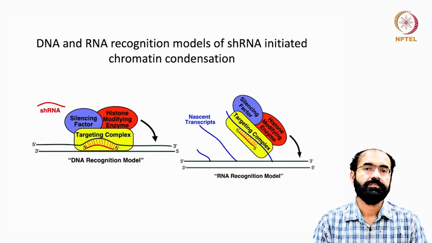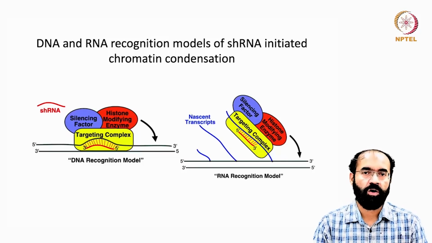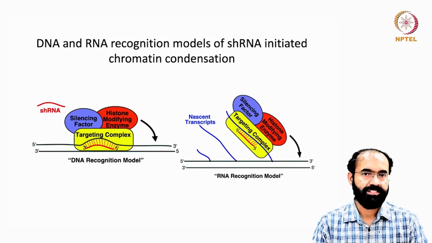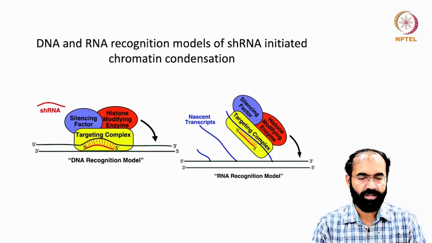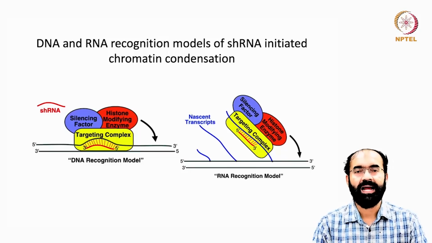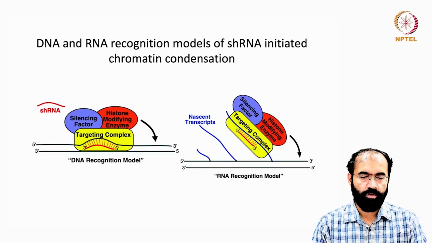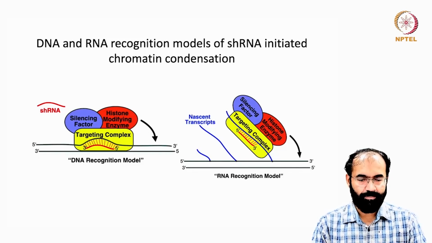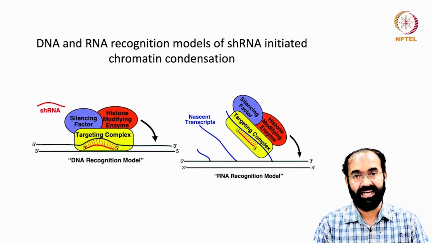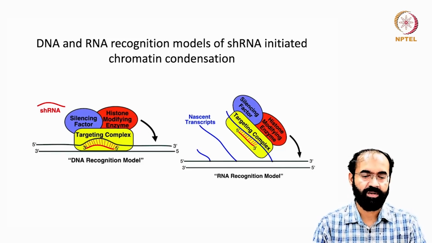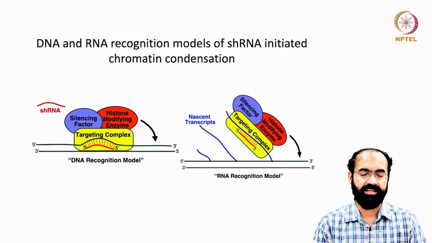So we were learning the importance of shRNA in regulating genomic imprinting, and there are two models. One is the DNA recognition model and the other is the RNA recognition model. In both models it follows a similar pattern, except that in the DNA recognition model there is no need of gene expression. It can be imprinted because of an shRNA coming from elsewhere, binding onto one of these DNA strands and triggering the silencing event.